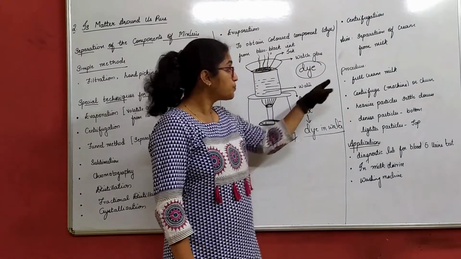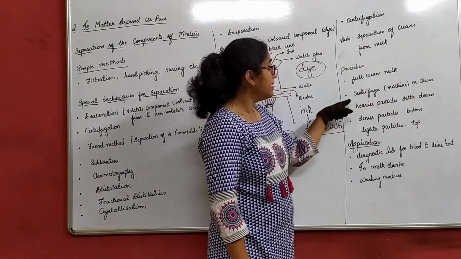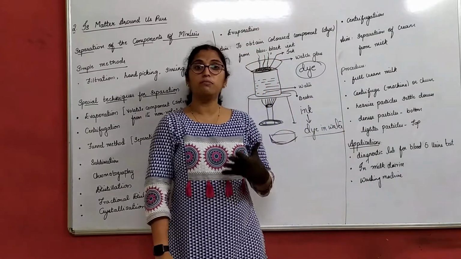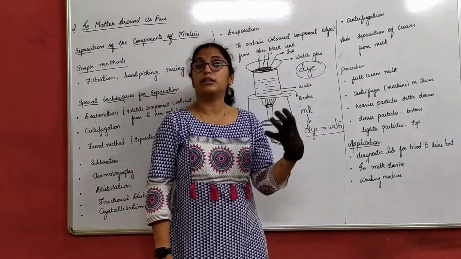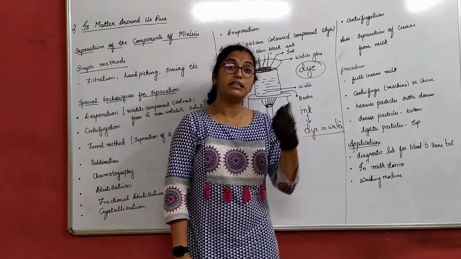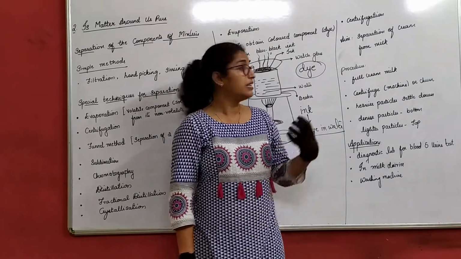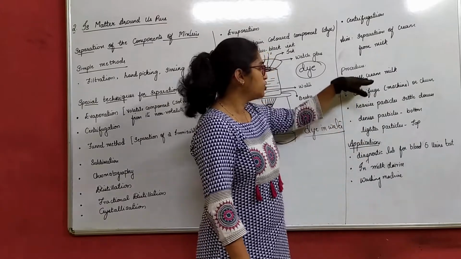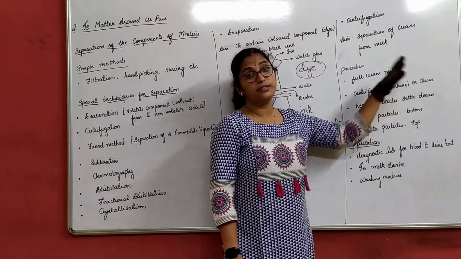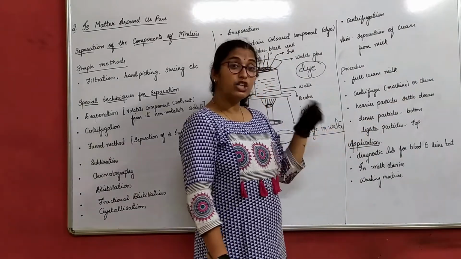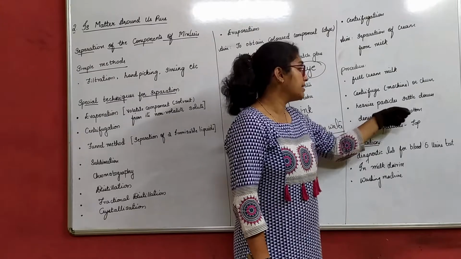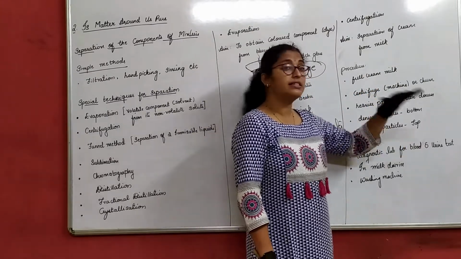What is this method now? We take the full cream milk, then we put it under a centrifugation machine. In case your school does not have a centrifugation machine, you can also use a milk churner or buttermilk churner, because we are doing it in a very small quantity. So take full cream milk and start churning it or put it under a centrifuge machine. Then what we see is that heavier particles settle down. That means denser particles will move down to the bottom, and lighter particles are on the top.